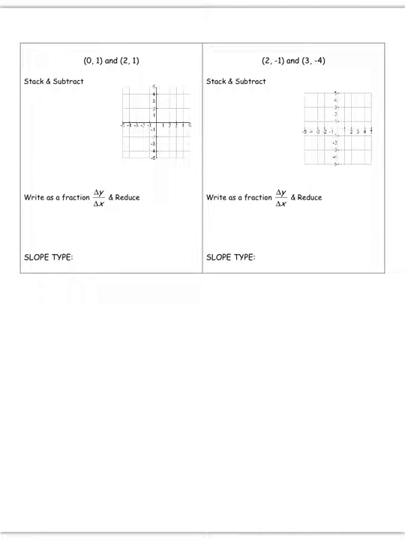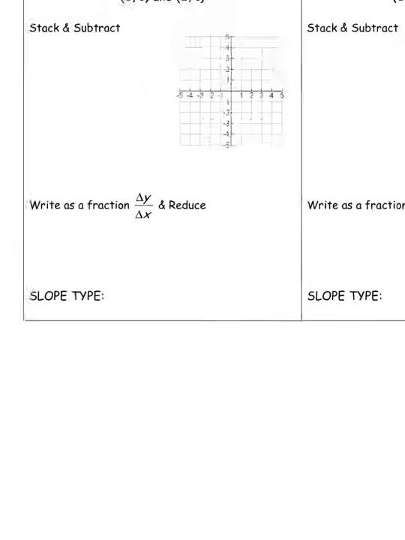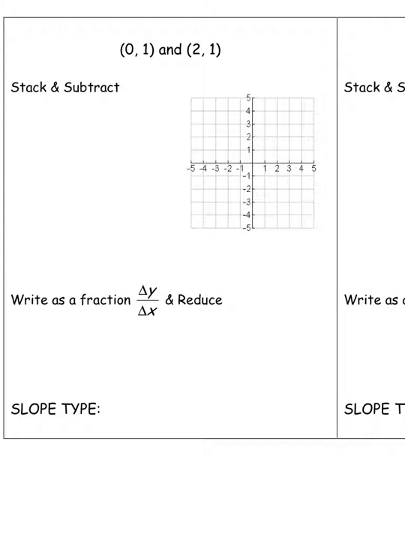Alright, example 3, we have 2 points 0, 1 and 2, 1. And I'm going to start off by plotting those just to get a visual. 0, 1, 2, 1. If I connect those, and if you imagine walking along this, it makes a flat line. So hopefully we will get a 0 slope. That's the goal. So let's stack these points, 2, 1, and 0, 1.